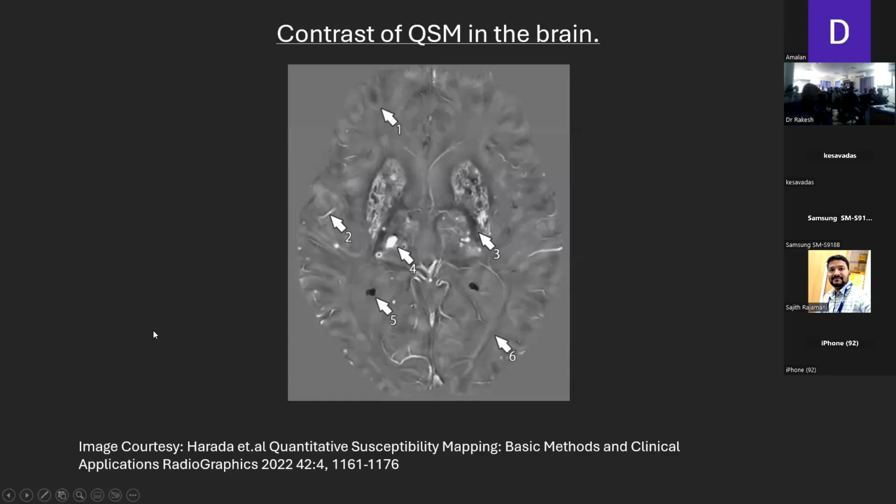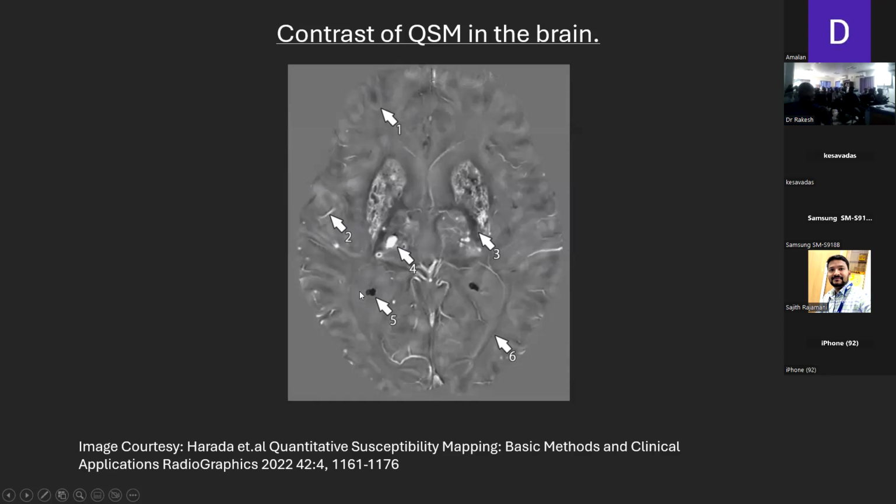So this image I downloaded from the RSNA review article. This is showing various structures such as the corticomedullary junction, the presence of deoxyhemoglobin, and one of the cortical veins, which is appearing bright.